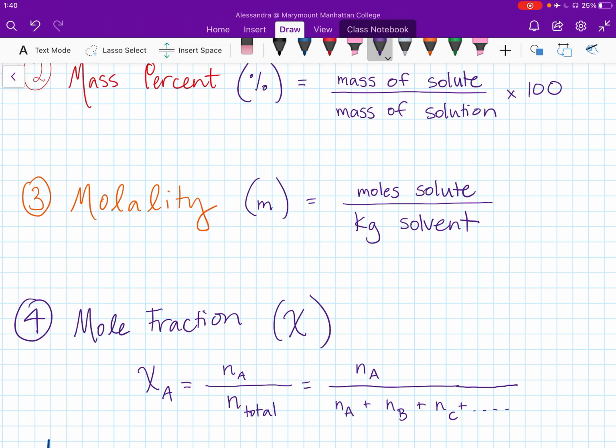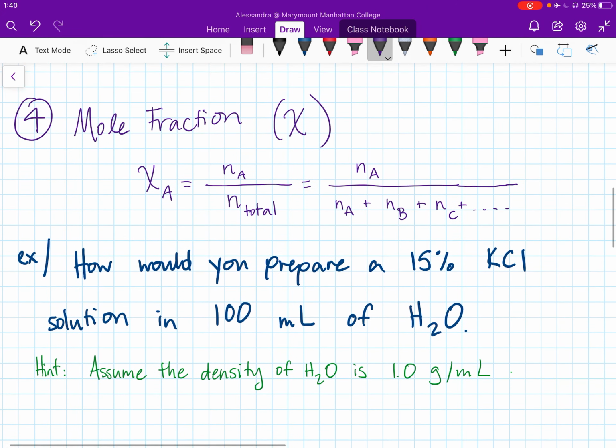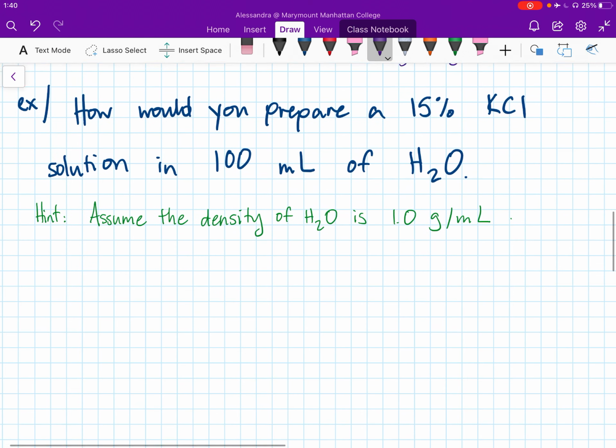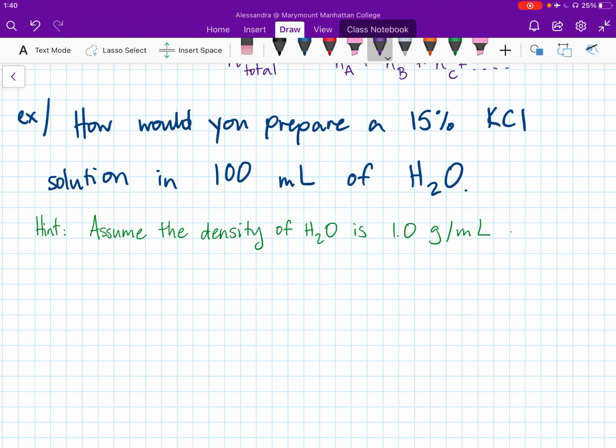So what you need to practice doing is interconverting between these 4 units of concentration. Let's do an example. In this example, I would like you to figure out how you would prepare a 15% potassium chloride solution in 100 milliliters of water. This is a very practical problem. You might do this if you're prepping a lab, for example, and you need a 15% KCl solution.